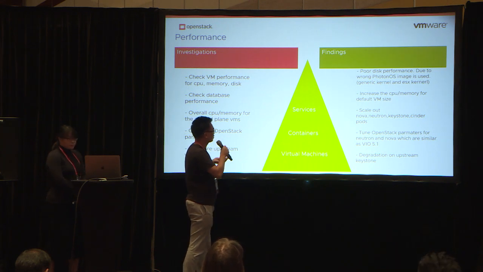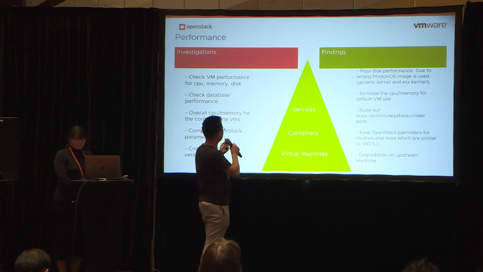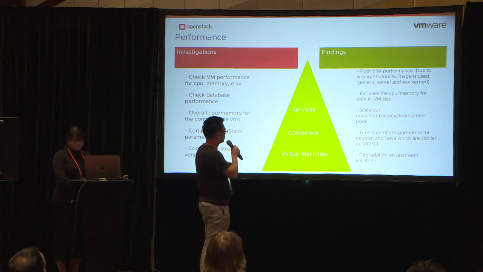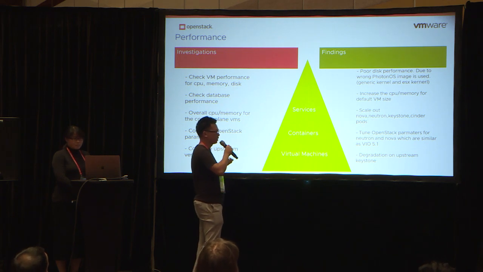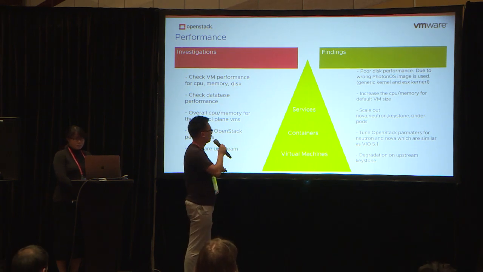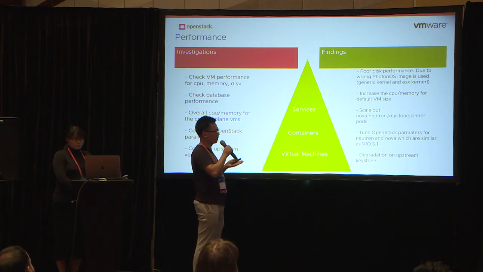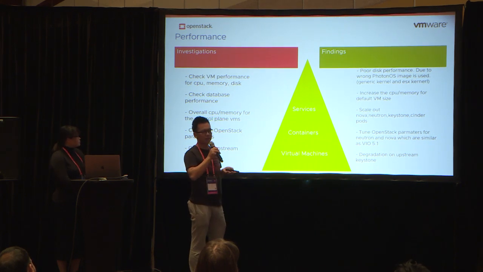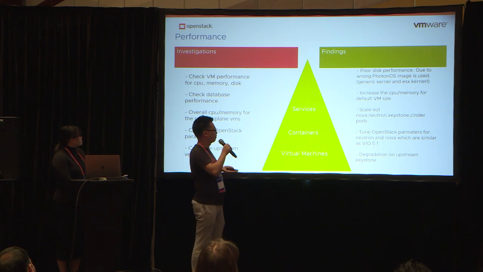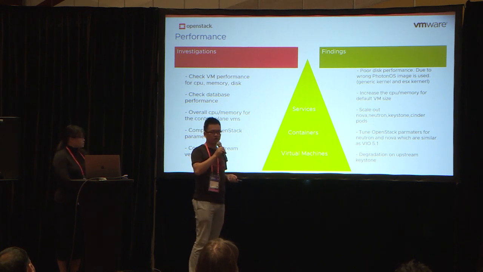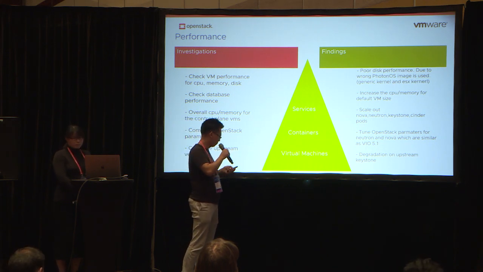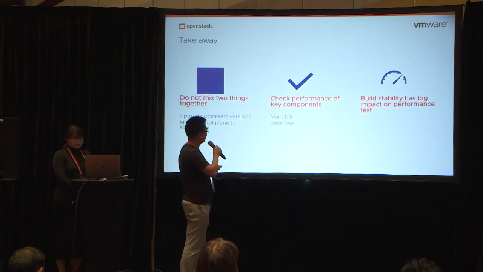We were using the wrong Photon OS image, which caused some disk performance issues. And we are tuning all the parameters to meet our original VIO 5 parameters. We are scaling out some specific services to work around the bottleneck. And we also found some upstream degradations. For example, for Keystone, we noticed a very significant performance degradation.